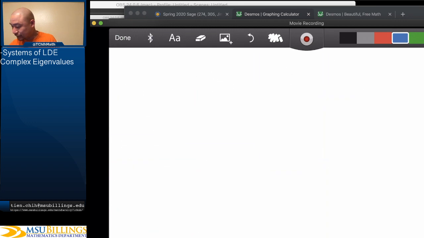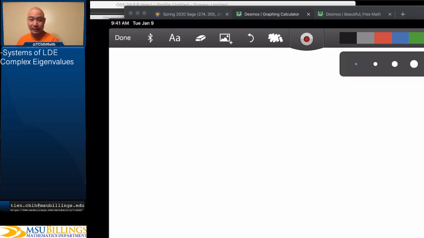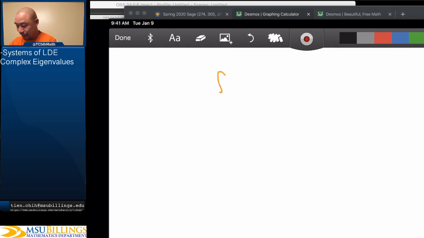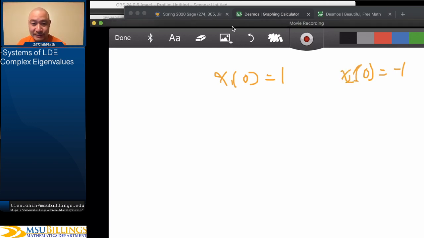And as is the case with these, we'll throw in an example to discuss what happens if we're looking for some particular solution. So let's say I want f of 0 to be, let's say 1, and g of 0 to be negative 1. Actually, that's not exactly right. I'm getting confused. It's x1 and x2, right? I'm just calling them f and g for the purposes of Desmos.